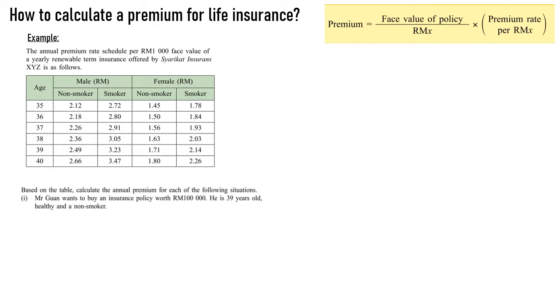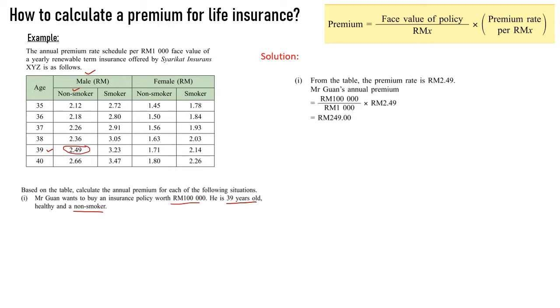The first question: based on the table, calculate the annual premium for each of the following situations. Mr. Guan wants to buy an insurance worth 100,000 ringgit Malaysia, and he is 39 years old, healthy and a non-smoker. So these are some important information. Now we need to refer back to the table to find the premium rate that he needs to pay. So 39 years old, male, non-smoker.